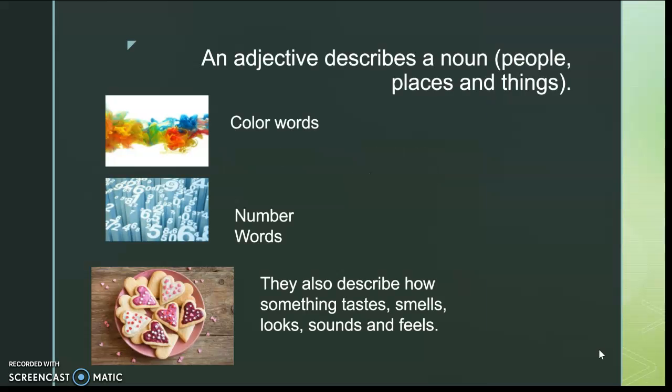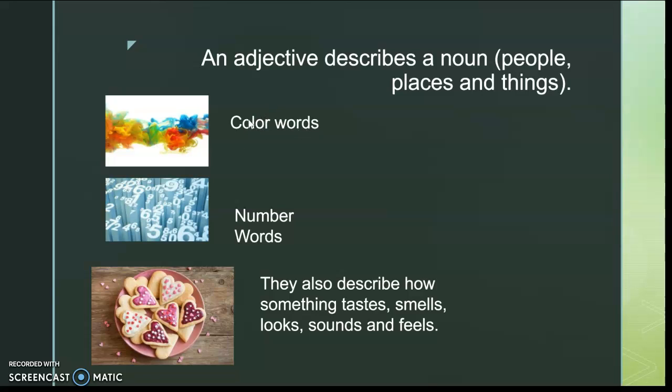Okay, an adjective describes a noun. A noun is a person, place, or thing. So I usually say PPT would be a good acronym to help us remember noun. PPT: people, places, and things. Another way to help you understand a noun is that adjectives help nouns. And I have this as an example here.